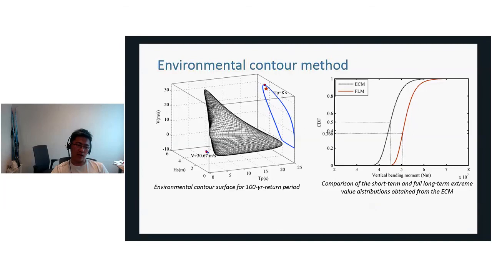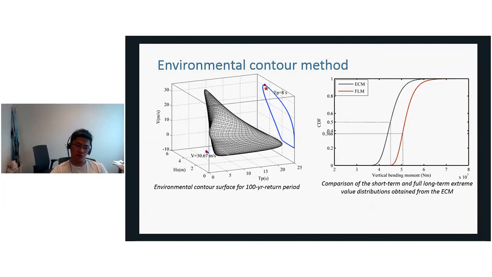In our case, we have three environmental parameters: the mean wind velocity, the wave height, and the peak wave period. So the environmental contour surface for 100-year return period is like this, and we did all the simulations based on the contour surface based on the Forks domain method. And we found that the red point here gave me the largest structural response.